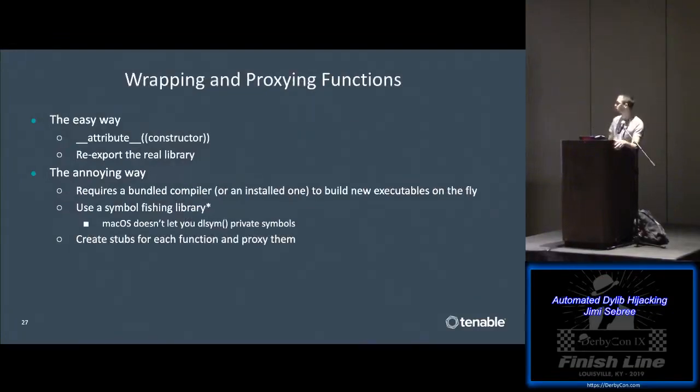Now, wrapping and proxying functions, this is where you're going to actually do the hijacking. There are 2 ways that I've used to do it. There's the easy way and the annoying way. I'll talk about the easy way first, and that's going to abuse the built-in C attribute constructor.